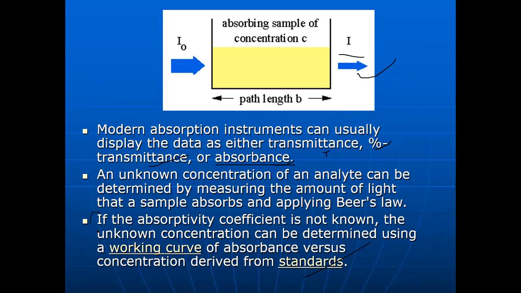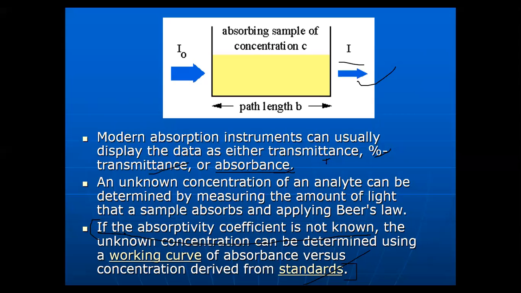Could you follow this line? Can anyone get an idea by reading this line? Please read, and if you have any idea, just tell me. Do you have any idea regarding this last line? The last line indicates that if the absorptivity coefficient is not known, the unknown concentration can be determined using a working curve of absorbance versus the concentration derived from the standards.